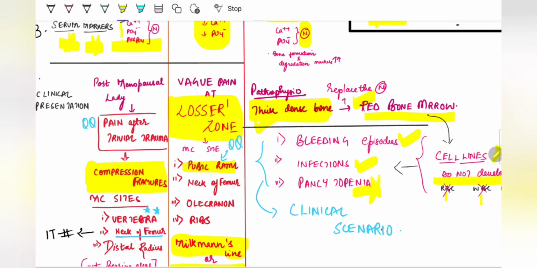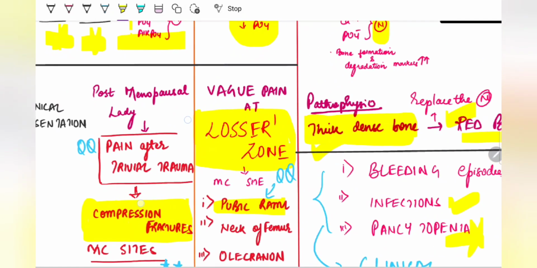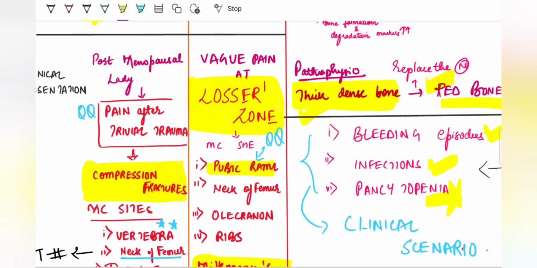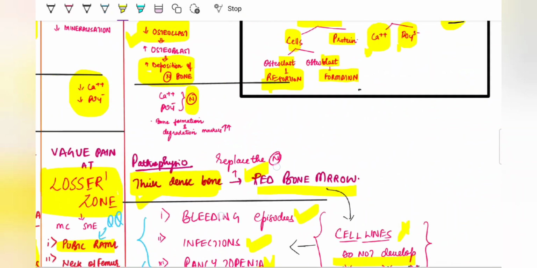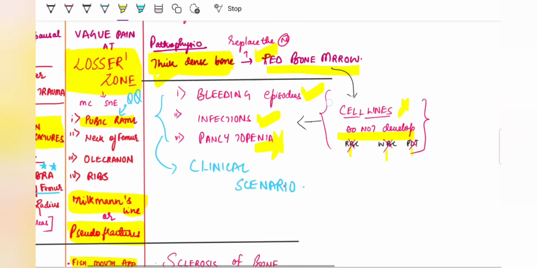And in the clinical scenario, you can't get confused, saying that the calcium phosphate is normal in osteoporosis, and it is also normal in osteopetrosis. But in the clinical profile, osteoporosis will be a postmenopausal old lady with pain at the site of compression fractures like vertebral, neck of femur following trivial trauma. But in case of osteopetrosis, it will be an infant. It is a genetic disorder, an infant presenting with multiple bleeding episodes, infections. So that will be the clinical profile in case of osteopetrosis.